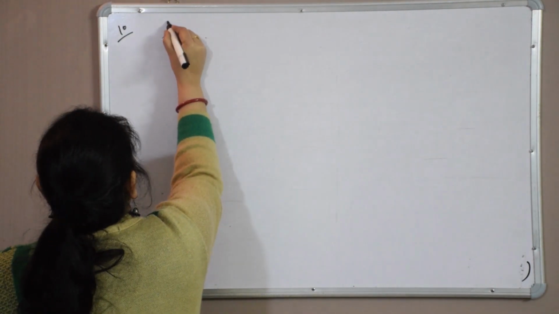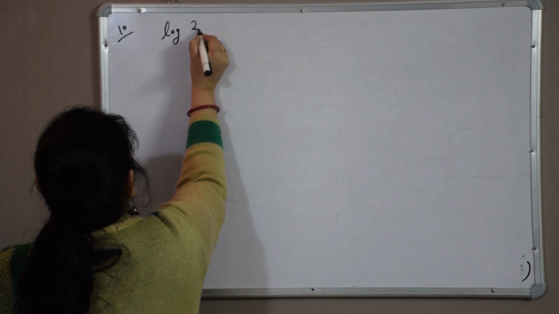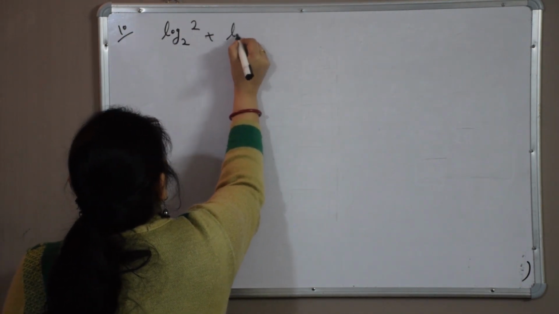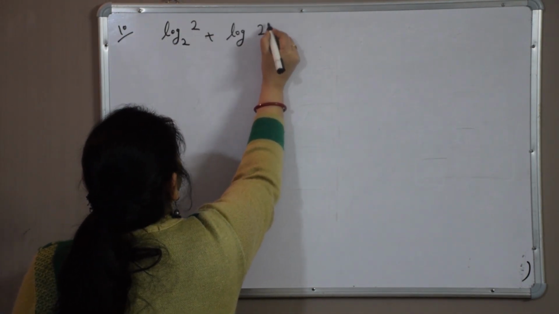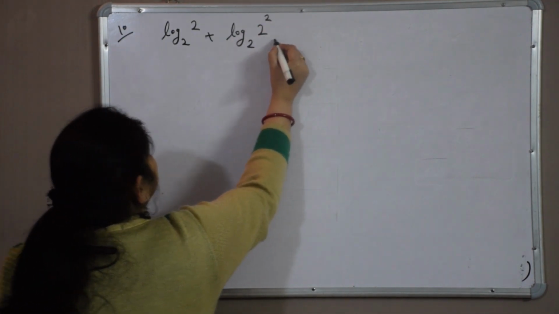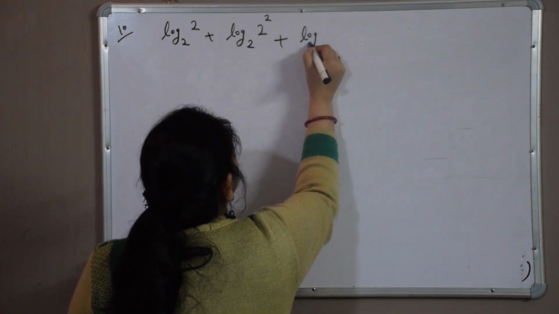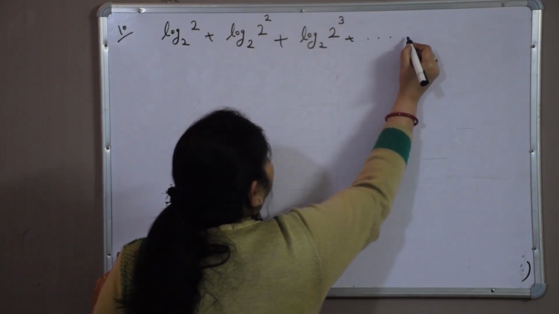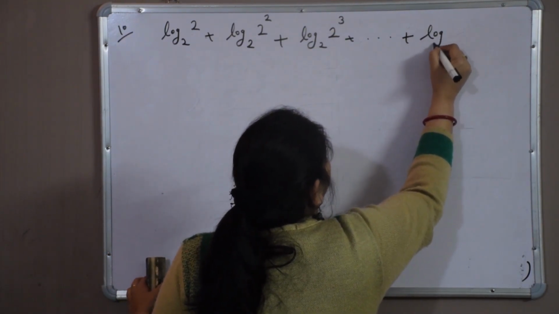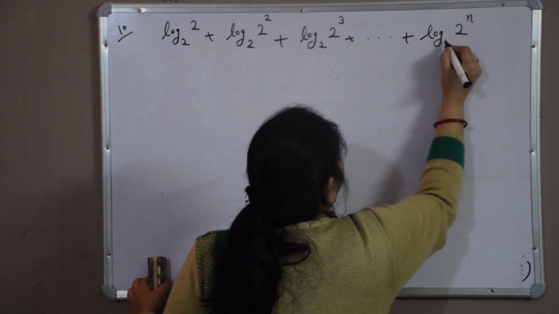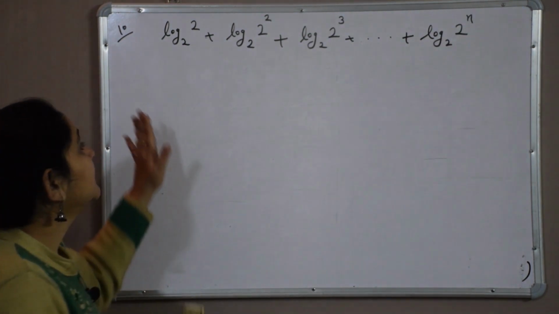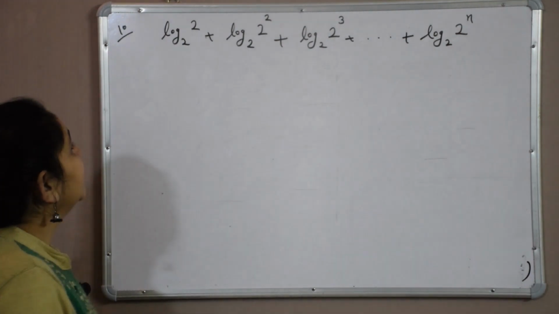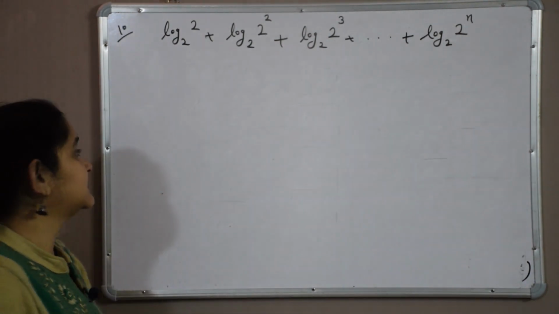Now the next question is log of 2 to the base 2 plus log of 2 square to the base 2 plus log of 2 cube to the base 2 plus, up to, log of 2 raised to power n to the base 2. This is the question. We have to find the value of this.